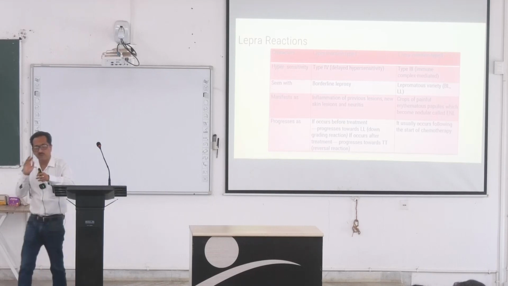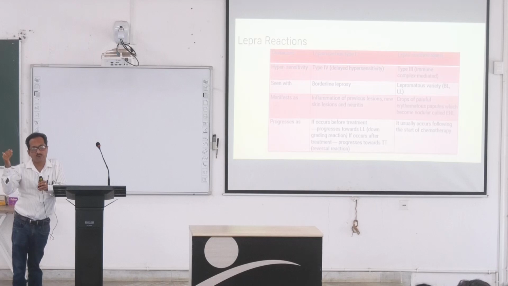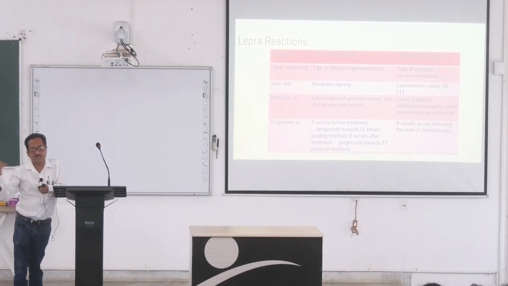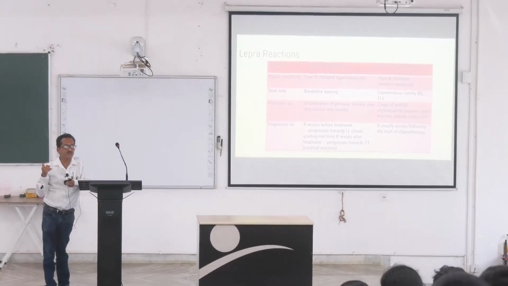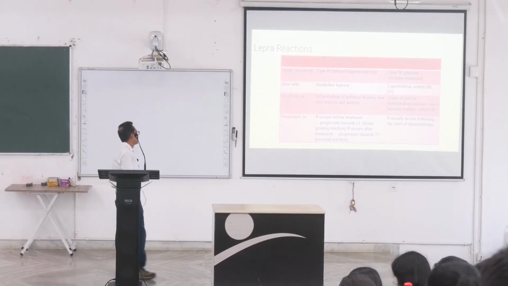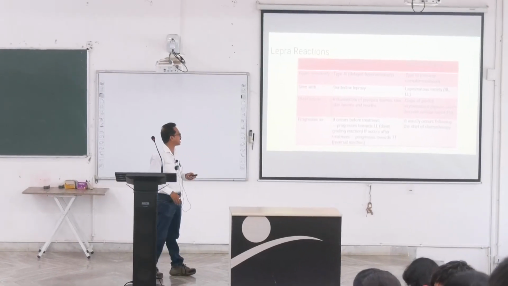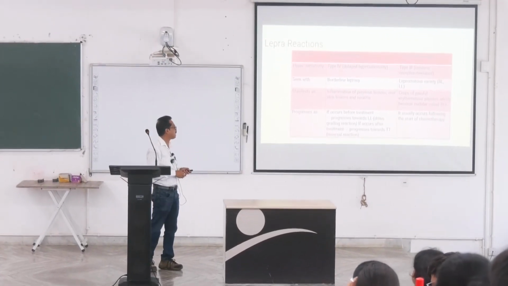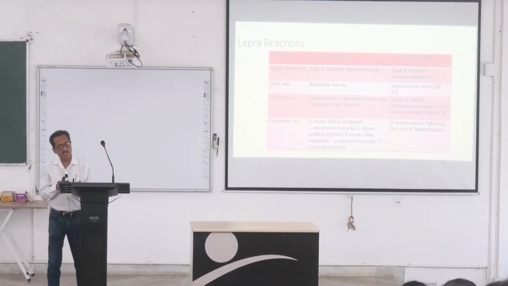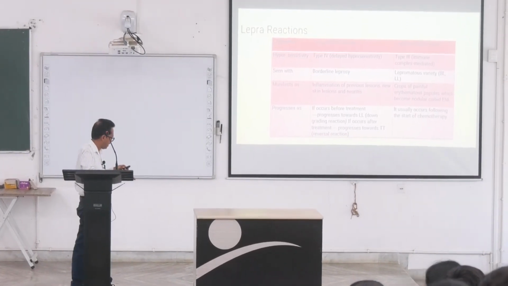If it occurs before treatment, lepra reaction 1, then you downgrade to borderline lepromatous, to lepromatous. And if it occurs after treatment, the patient has already been treated with anti-leprosy drugs, then it goes towards tubercular type, that is reversal reaction. And lepra reaction type 2 usually occurs following the start of chemotherapy. So erythema nodosum leprosum, or type 2 reaction, usually occurs after the chemotherapy.